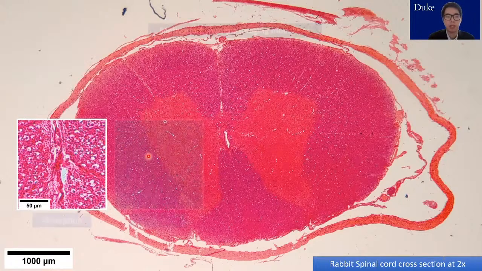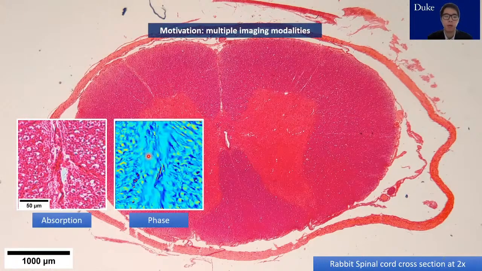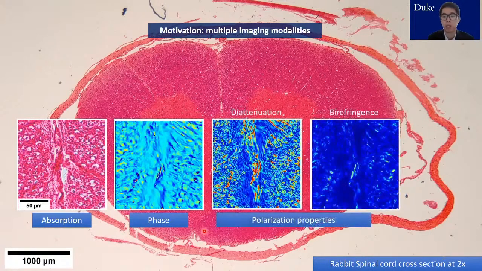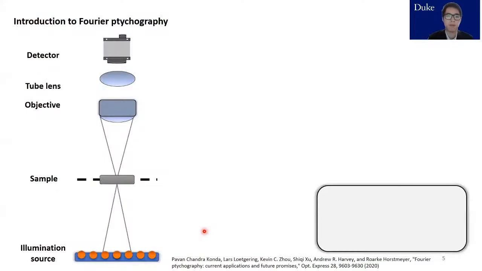The second motivation is that with a general microscope, we can get absorption and phase at the same time. However, if we want more information like polarization properties, such as diattenuation, birefringence, and orientation, how can we get all of them at the same time? So our second motivation is how to get multiple imaging modalities. This reminds us of a new technique called Fourier ptychography, so I'm going to quickly introduce Fourier ptychography first.